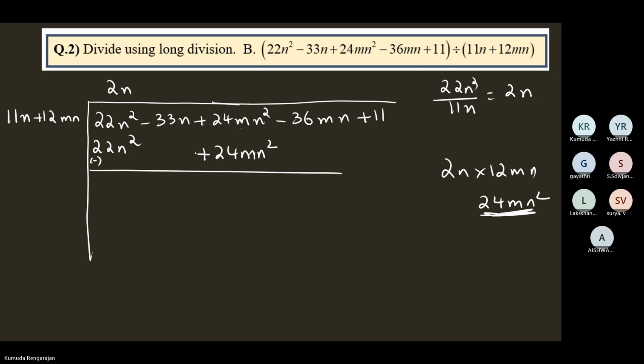Change the signs. Cancels. Now bring the n term down, because here it is n. We are not changing the order or anything. So here also this gets cancelled: plus 24 mn square minus 24 mn square cancels. Now minus 33n, minus 36 mn. Bring down the remaining terms.